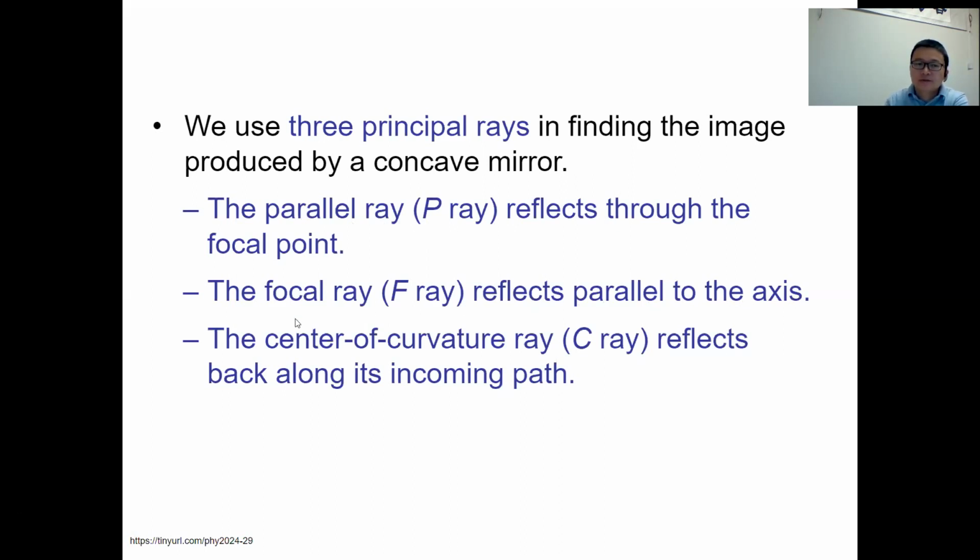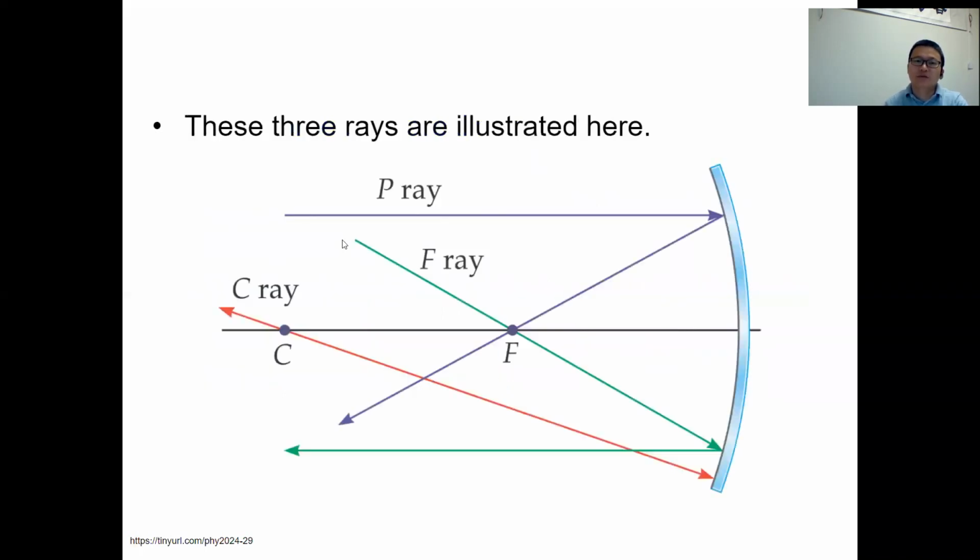Finally, you can pick a center of curvature ray, we call it the C ray. That ray goes through the center of curvature and hits the mirror. That will reflect back along its incoming path. So let's look at what these sentences mean. If you have a P ray, parallel to the central axis, it will hit the mirror and get reflected through the focal point. The F ray goes to the focal point, hits the mirror, and gets reflected parallel to the central axis. And the C ray will hit the mirror and get reflected right back.